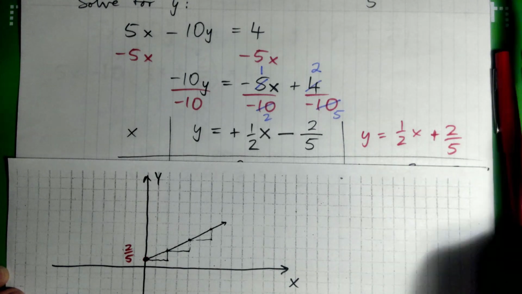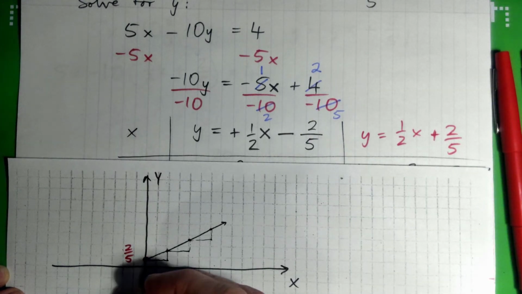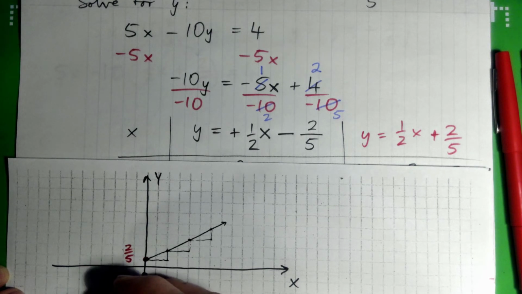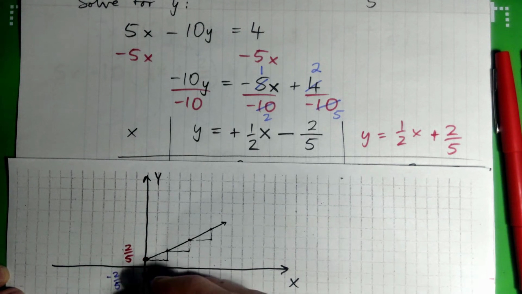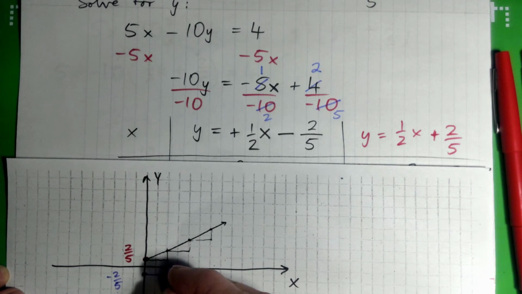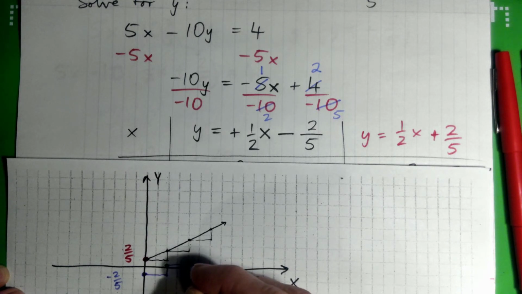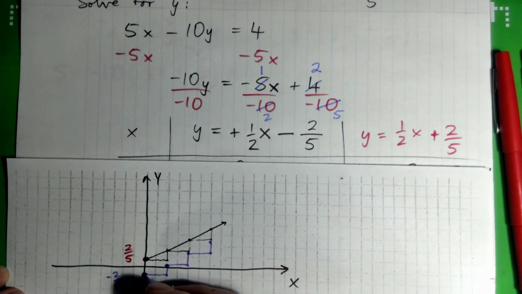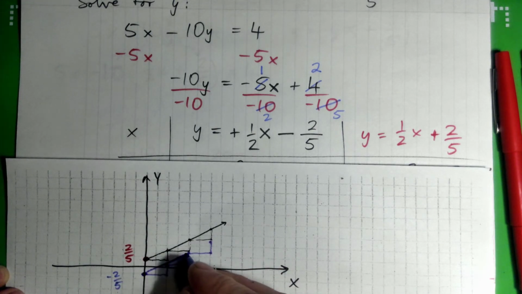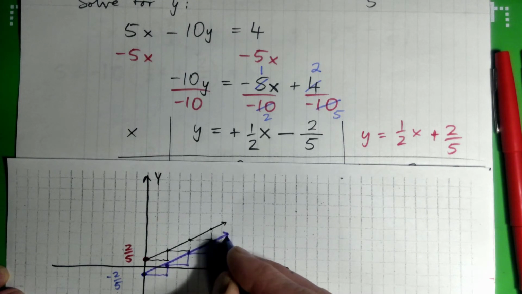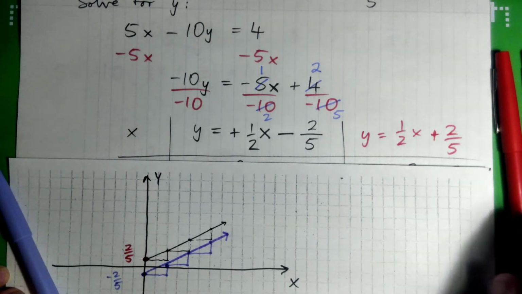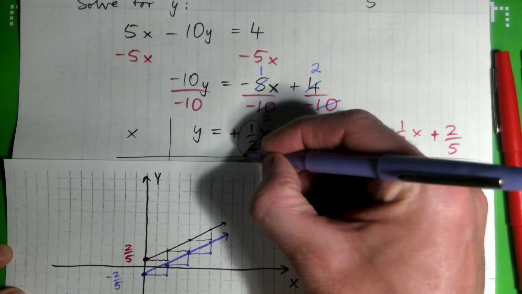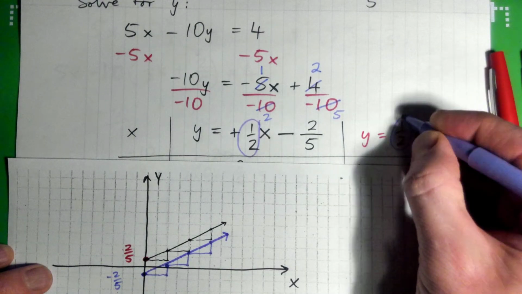The other one intercepts at negative 2/5 here. Negative 2/5. And it has a slope of run 2, rise 1, run 2, rise 1, and so on. So that slope, don't they have the same slope though? They have the same slope because you know from your graphing that this number is the slope, isn't it? Yes. Right. So they have the same.